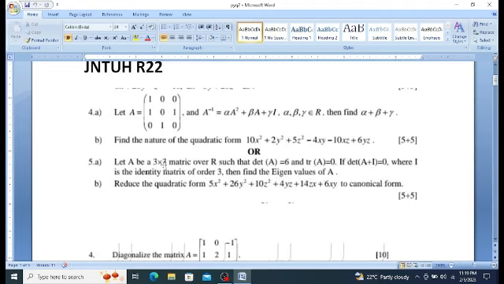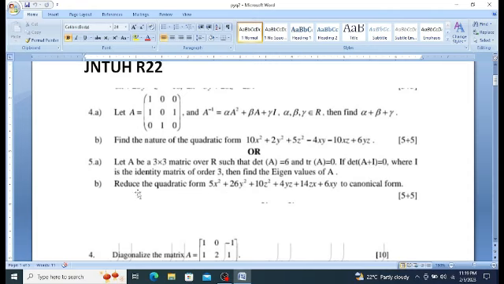So the given matrix is a 3 by 3 matrix and trace of A is 0, nothing but the sum of the diagonal elements is 0. And here determinant of A means the product of the eigenvalues is 6. So from that we can get the eigenvalues and use this condition. They gave determinant of A plus I is 0.